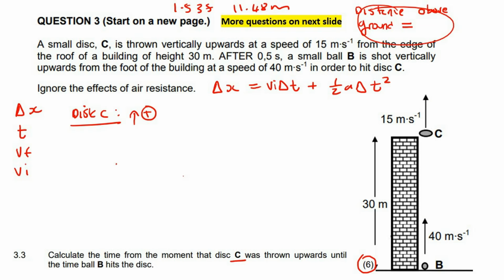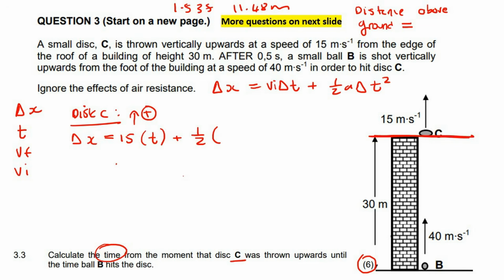So for disk C, let's go full in the information. Remember when you're looking at disk C, when you say delta x, you're looking at its displacement from here. It's not from the ground, but don't worry, we'll fix that up soon. Its initial velocity was 15, and the time that it's in the air, we don't know. You might say, yeah, but Kevin, didn't we work out the time in the previous question? No, that time was how long it takes to reach its maximum height. But this question is a brand new question, and it's asking how long until the two objects collide. So we don't know what the time is.